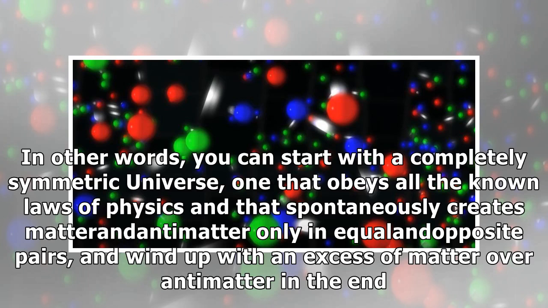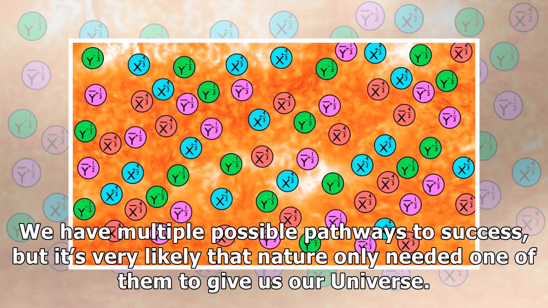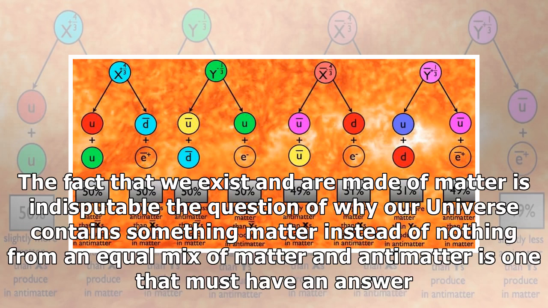In other words, you can start with a completely symmetric universe, one that obeys all the known laws of physics and that spontaneously creates matter and antimatter only in equal and opposite pairs, and wind up with an excess of matter over antimatter in the end. We have multiple possible pathways to success, but it's very likely that nature only needed one of them to give us our universe. The fact that we exist and are made of matter is indisputable. The question of why our universe contains something, matter, instead of nothing from an equal mix of matter and antimatter, is one that must have an answer.